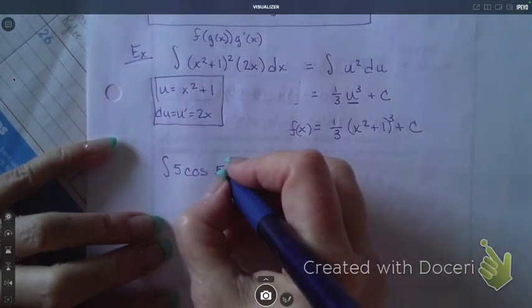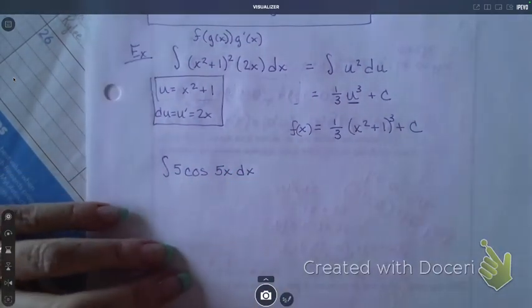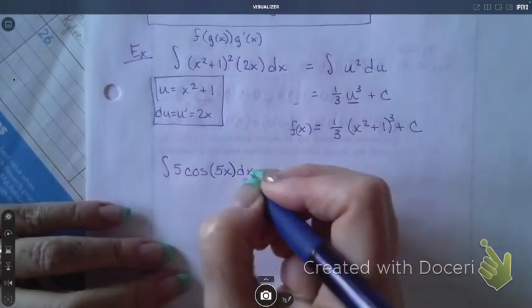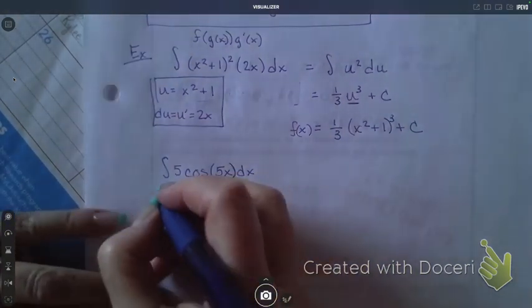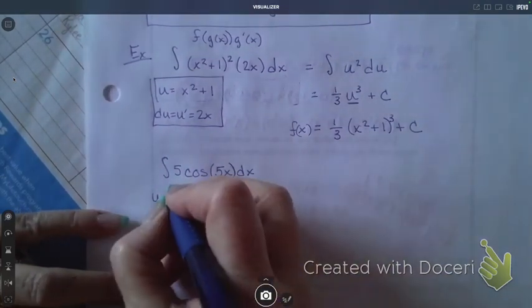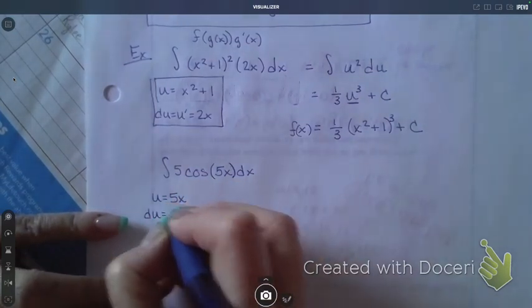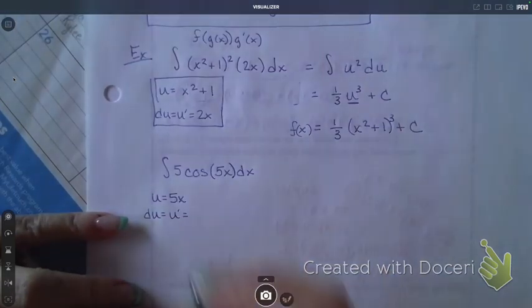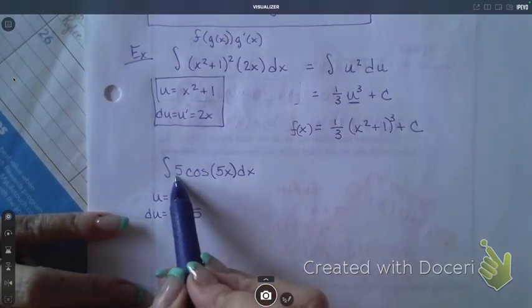Okay. 5x dx. Now this is how they have it written. What is missing that we normally put in there? Parentheses. Should we put those parentheses in there? Yes. Because once you do that, do you see the inside and the outside? Okay. So u is what? Use that inside. What is 5x? 5x. So du, which is u prime, is what? 5. So, do we have 5 covered here?